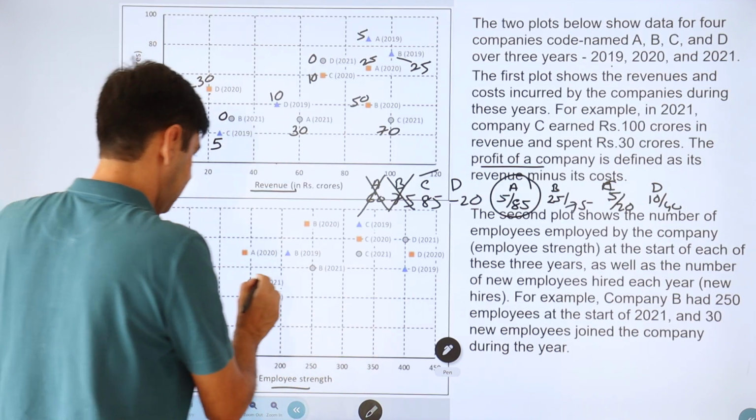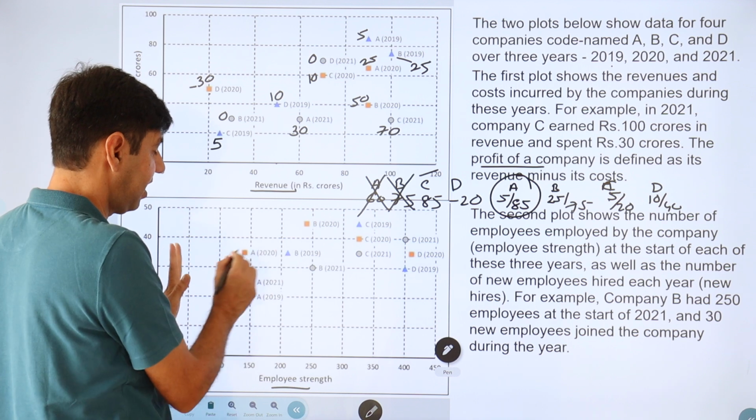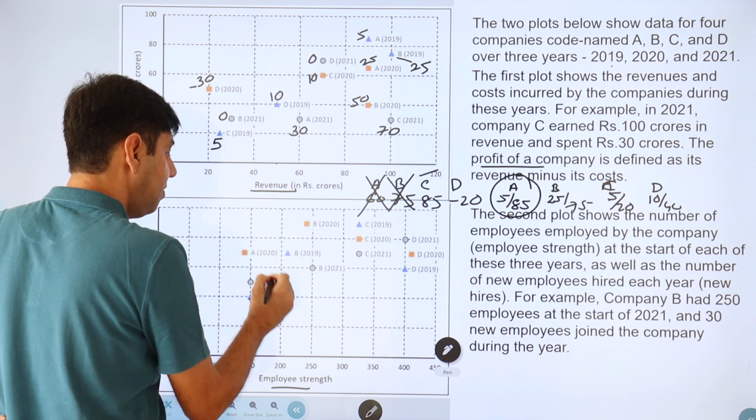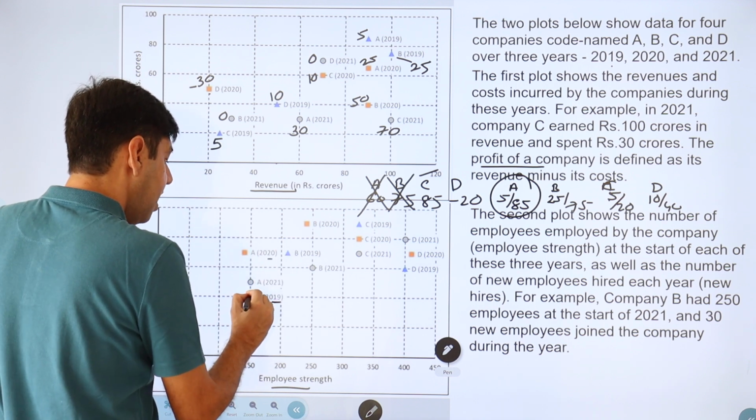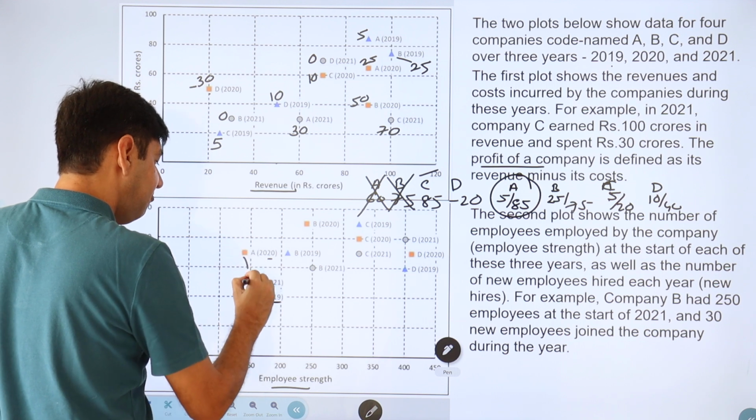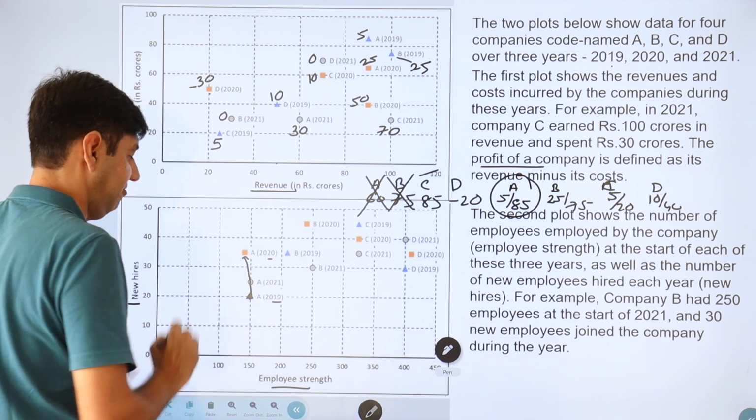So pay attention, students. For A, I'll do this a little graphically. For A, from 19 to 20, the strength went from 150 to 145.